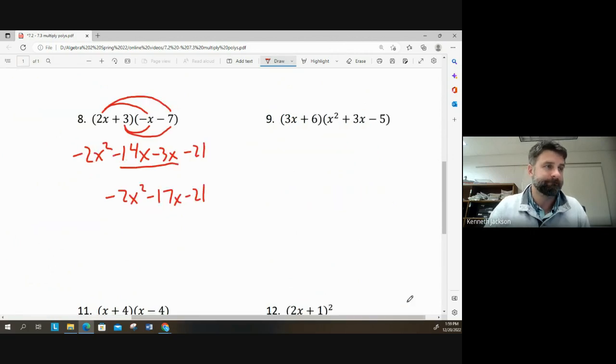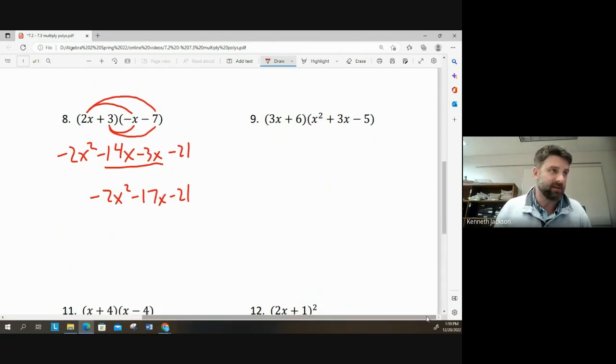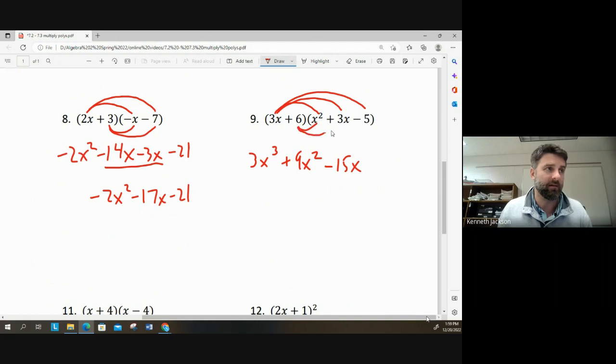Couple more. On number 9, you'll notice that I have 3 terms in my second set of parentheses. So now I have to take this 3x, multiply it here, multiply it here, multiply it here. I got to multiply it through all of the terms. So that would be 3x to the third plus 9x squared minus 15x. Now I have to take this 6, multiply, multiply, multiply. So that would give me plus 6x squared plus 18x, running out of room, minus 30.